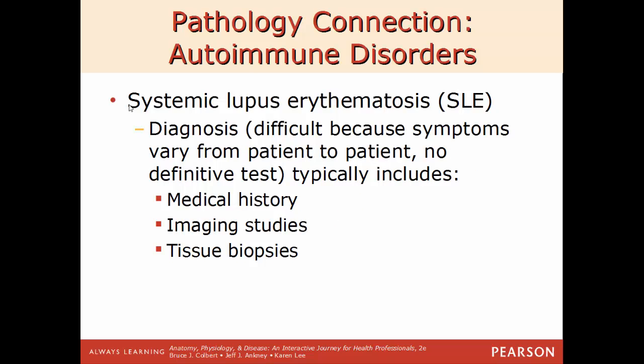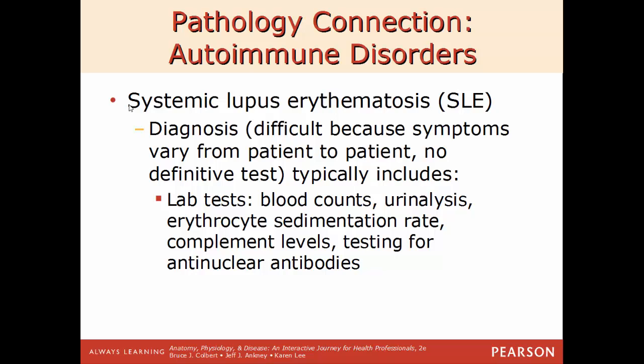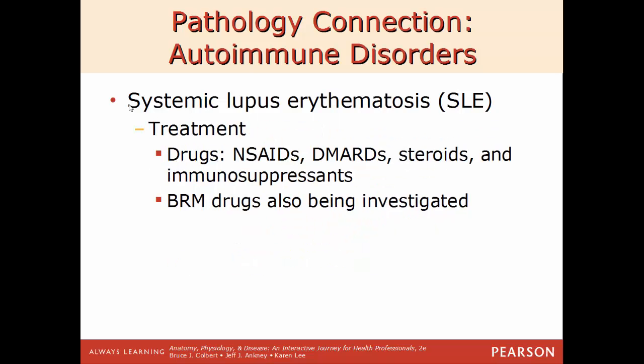The diagnosis: it's difficult to properly diagnose SLE because the symptoms will vary from patient to patient, and there is no one clear definitive test for SLE. But they usually will include medical histories, tissue biopsies, imaging studies. Could include some lab tests such as blood counts, urinalysis, erythrocyte sedimentation rates, complement levels. Also checking for anti-nuclear antibodies. Treatment could also include various drugs: NSAIDs, steroids, immunosuppressants, also BRM drugs.